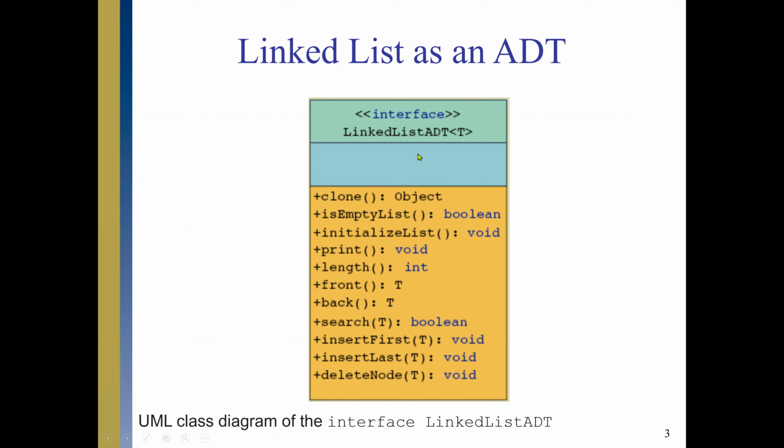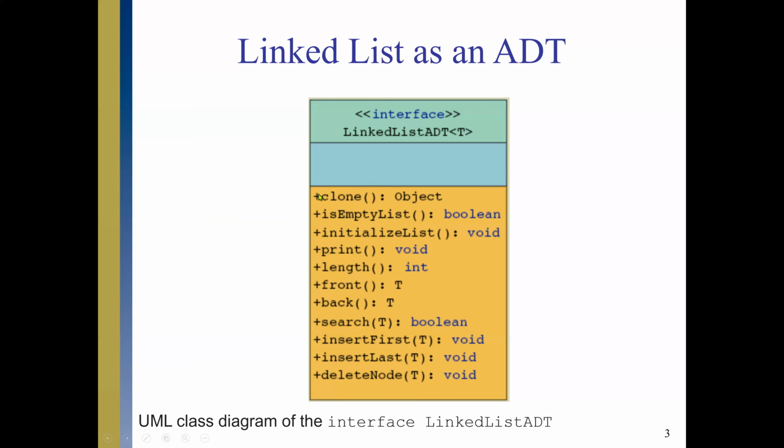So the second row should be the instance variables, but normally with an ADT or interface, we don't include the instance variables. Our main concern here is the methods, designing the methods. So first we have the method named clone. I think we went through this in our previous lectures. This will make a copy of the linked list. Then we also have a method to check if the linked list is empty, and we call this method isEmptyList. We also have initializeList.